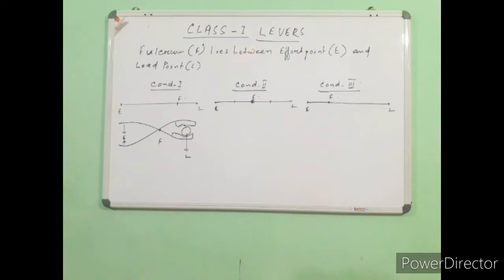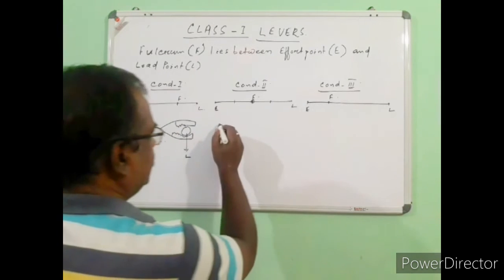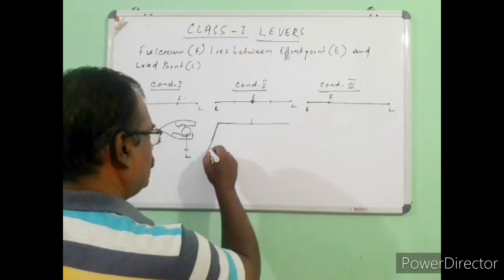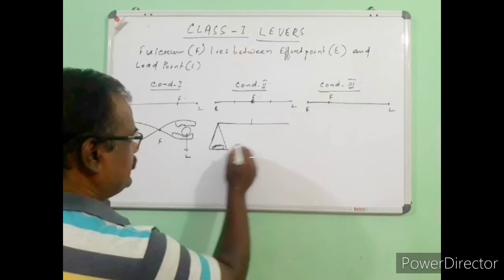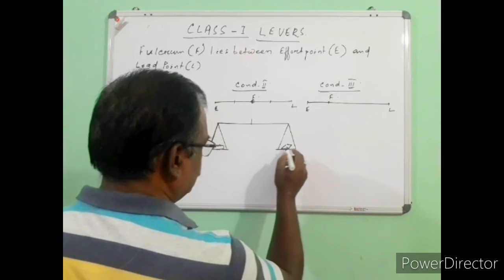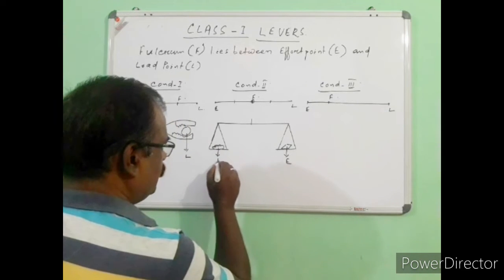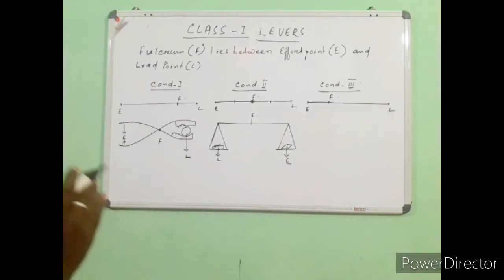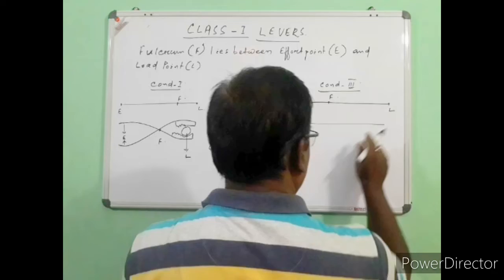Condition number 2, where the fulcrum lies just exactly between that load point and effort point, we can take that physical balance or seesaw. So in case of seesaw or physical balance, now consider that this is your effort point and this is your load point and this is your fulcrum, which is right just exactly at the midpoint.